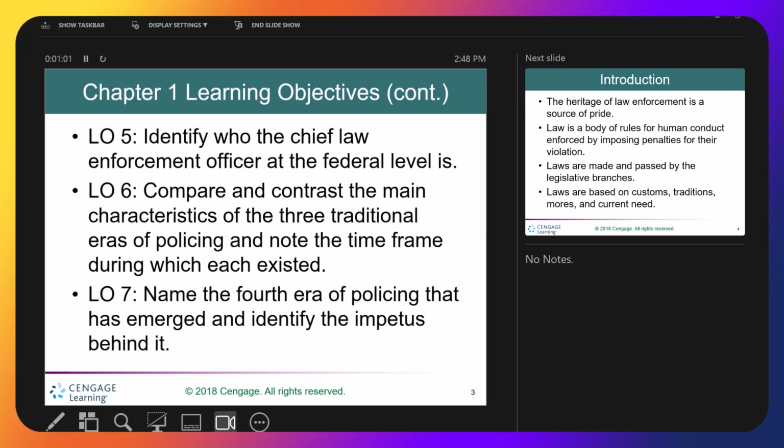identify who the chief law enforcement officer at the federal level is; compare and contrast the main characteristics of the three traditional eras of policing, and note the time frame during which each existed. Name the fourth era of policing that has emerged and identify the impetus behind it.